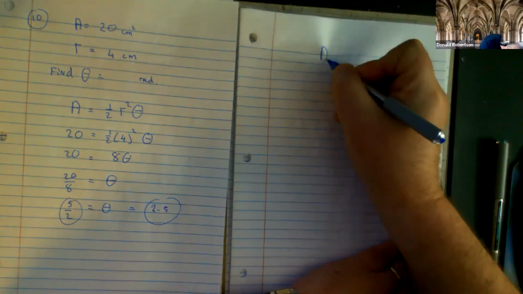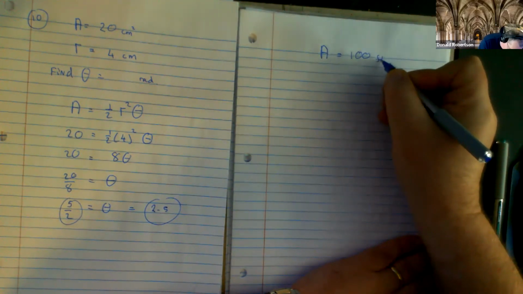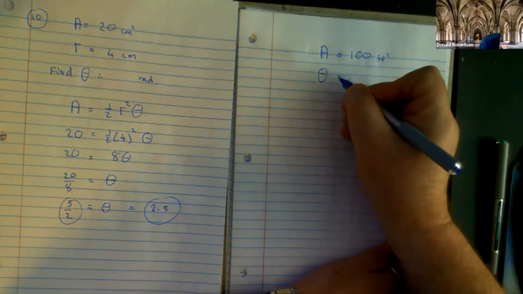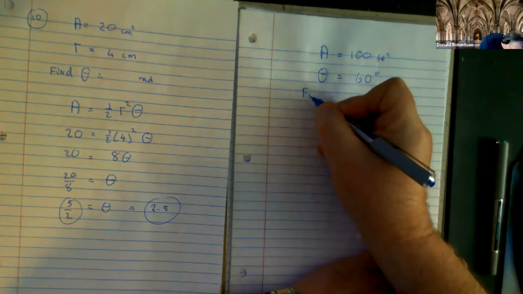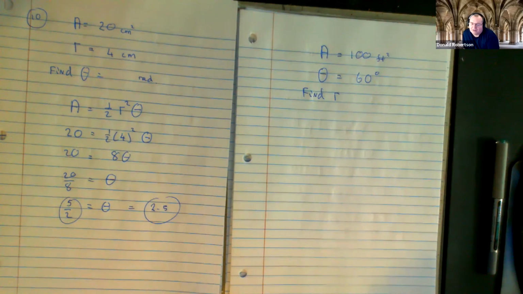Right, let's try a slightly different version of the same thing. I'm going to tell you the area is 100 square feet. And I'm going to tell you the angle is 60 degrees. And I'm going to ask you to find r. And I have deliberately put a sneaky bit in here.